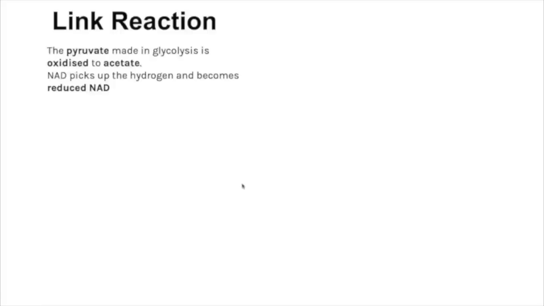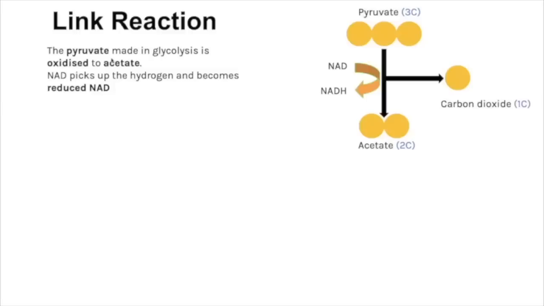So the pyruvate is going to be oxidized further to make acetate. We're going to have an NAD picking up a hydrogen to create yet another reduced NAD molecule. So that's the first step we can see here. Pyruvate, our 3-carbon compound, it's going to be oxidized further, and we can tell it's been oxidized because it's lost the hydrogen, which has been picked up by the coenzyme NAD. So that has created acetate.